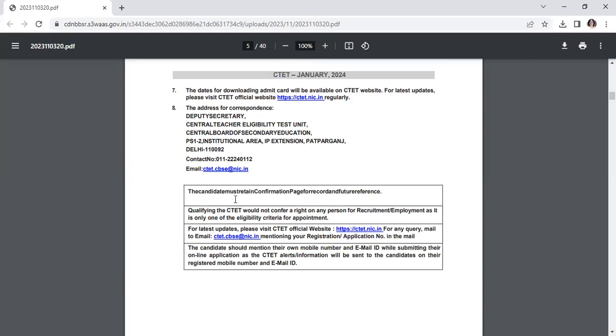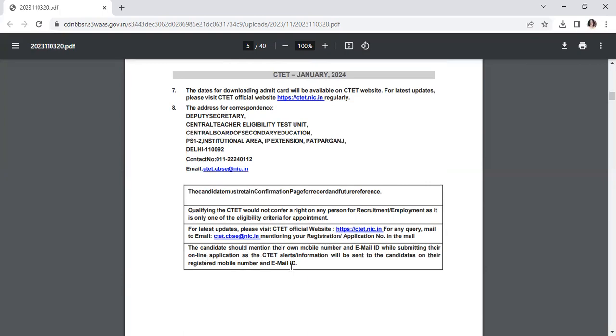Okay, the candidate must note on the confirmation page that qualifying the CTET would not confer a right on any person for recruitment or employment, as it is only one of the eligibility criteria for appointment. For latest update, please visit the CTET website.